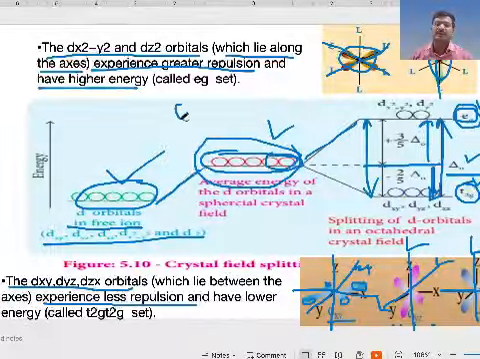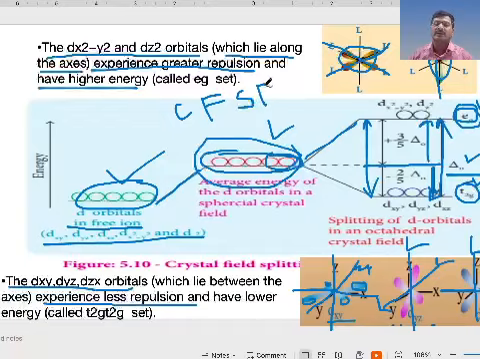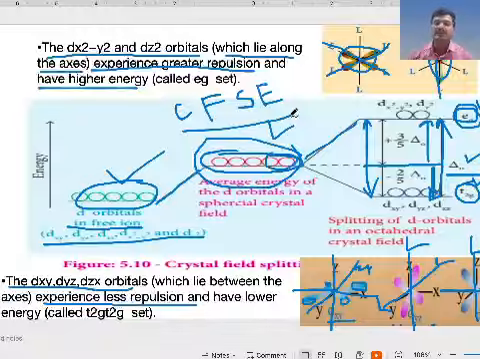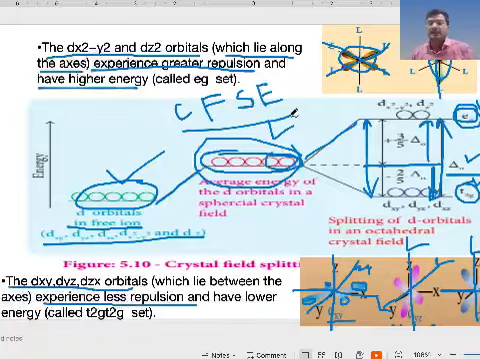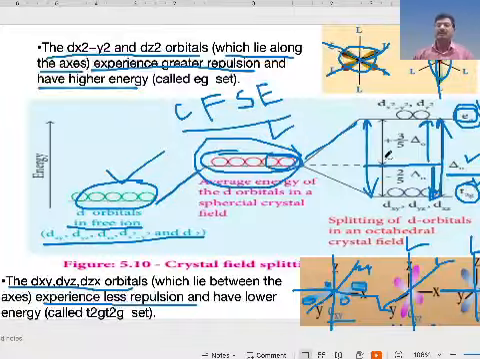It is related to CFSE, crystal field stabilization energy. Later we'll discuss how complex compounds gain stability due to the filling of electrons into these energy levels. So this is the splitting of orbitals in octahedral shape.